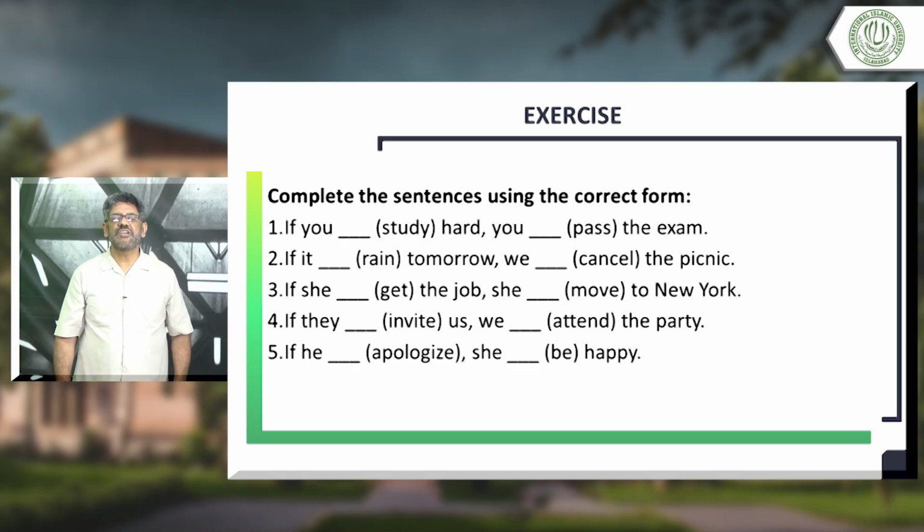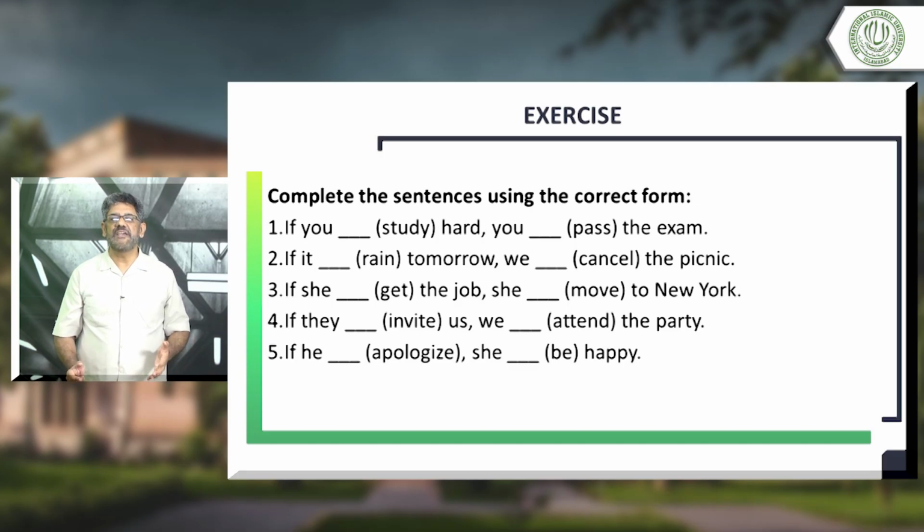Then, if she gets the job, she will move to New York. If she what? Yes, gets the job. Present form. She will move. Very good. She will move to New York. Okay, it's important to add will. Just remember, if they invite us, now it should be easy. Will attend. Yes, we will attend the party. If they invite us, we will attend the party.